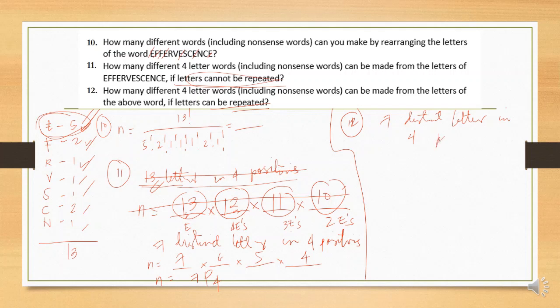4 positions. Okay? Ganun pa rin siya, yun nga lang, ang ating tinitignan, it can be repeated. So, from the multiplication rule, okay, kung nagamit natin yung 7 distinct letters dito, times natin siya ng 7, times natin ulit siya ng 7, and then times natin siya ulit ng 7. Ganun yung kanyang solution.